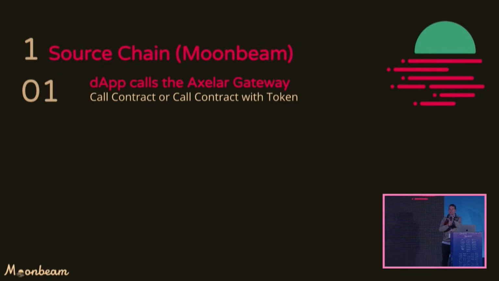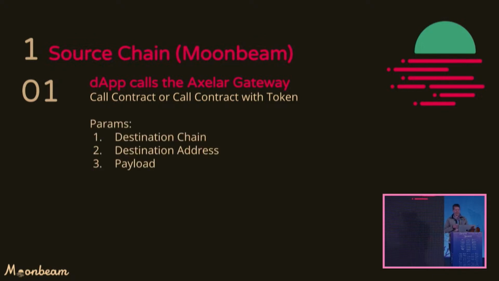And the Axelar gateway contract has a couple different methods, but the 2 ones that we're going to be talking about are the call contract or the call contract with token. And that corresponds to exactly what I mentioned in the last slide, which is the 2 main use cases that we're going to use GMP providers to do.